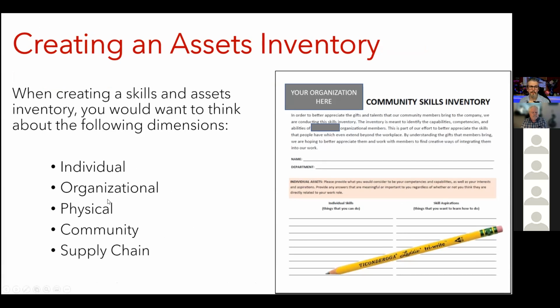How do we think about what assets we have in an organization, in people that we have, whatever attributes or aspects of them we want to identify? What are the organizational assets we possess? What are the physical assets we possess? As was mentioned earlier, the community-based assets that we possess, that we might have as well.